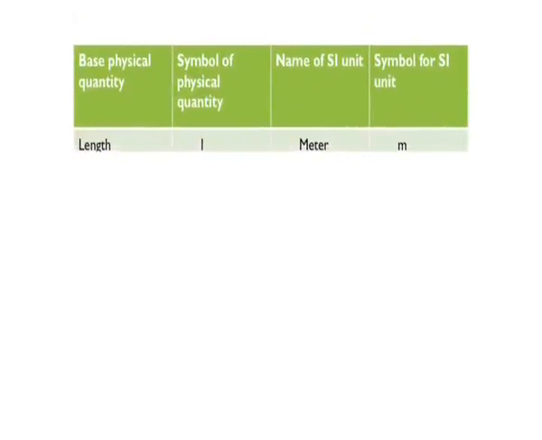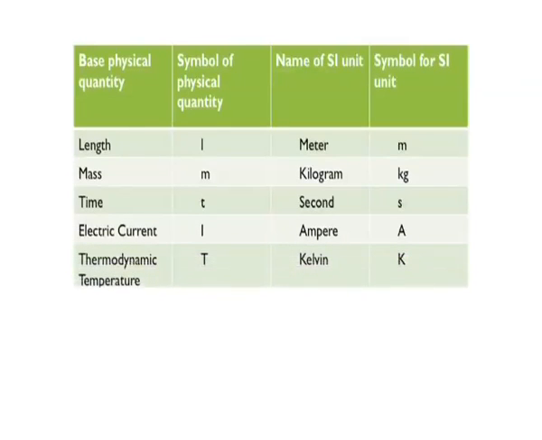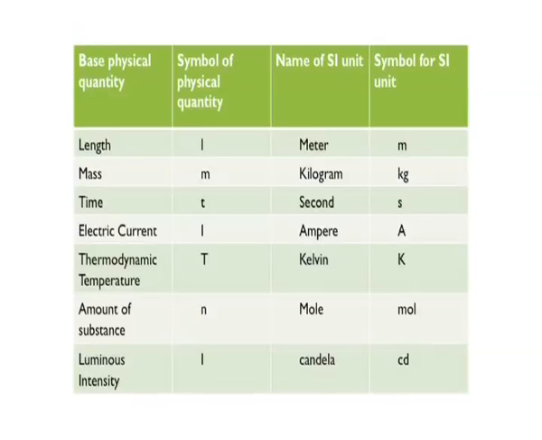You can see that meter is the SI unit for length and the symbol given for this is a small m. Similarly, kilogram is the SI unit for mass, which is abbreviated as kg. Second is the SI unit for time, which is given by the symbol small s. The SI unit for electric current is ampere, given by capital A. The SI unit for thermodynamic temperature is kelvin, symbolized as capital K. Mole is the SI unit for the quantity amount of substance. Candela is the SI unit for luminous intensity and is abbreviated as cd.